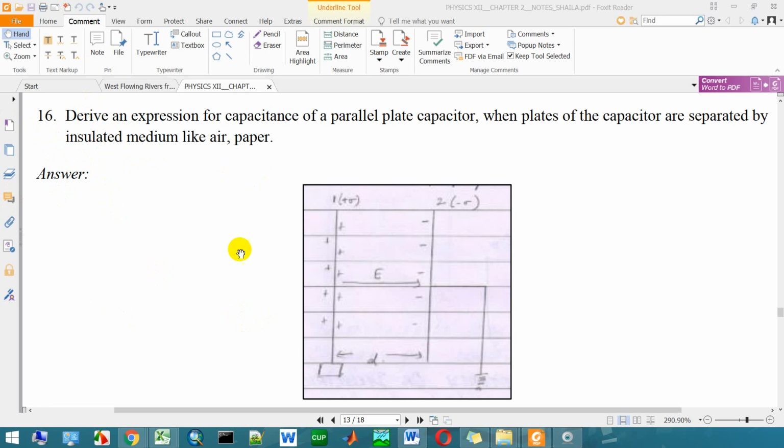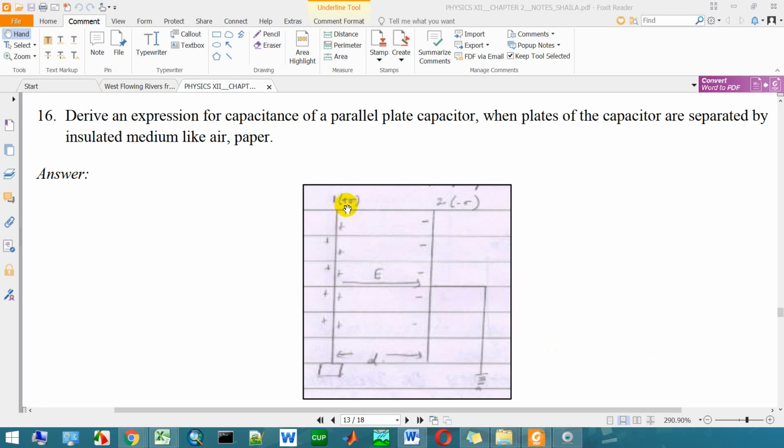Question number 16 says to find the capacitance of a parallel plate capacitor. These are the two plates of a capacitor, when the plates are separated by an insulated medium like air, paper, mica, etc. So we are going to find the ability of this parallel plate capacitor when the plates are separated by the insulated medium.